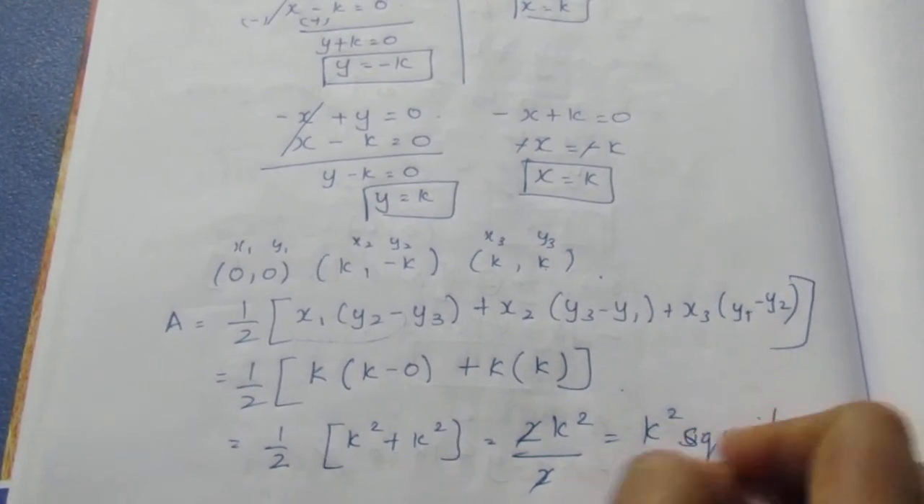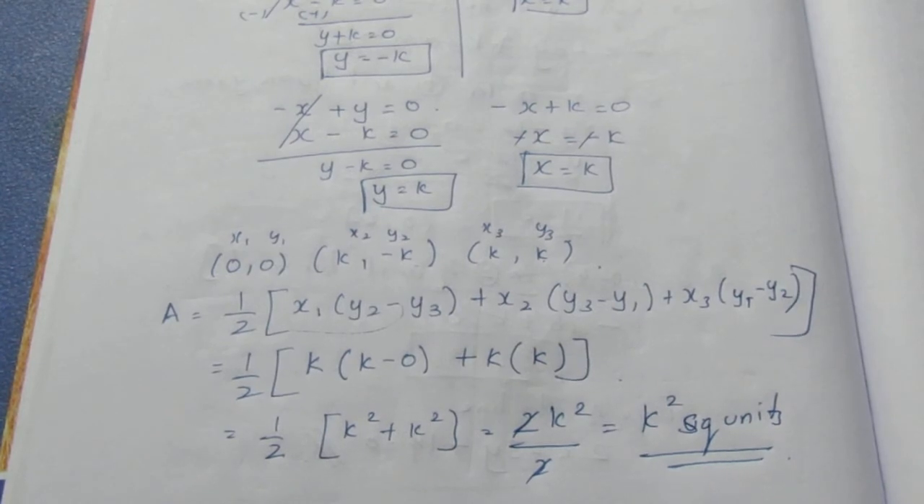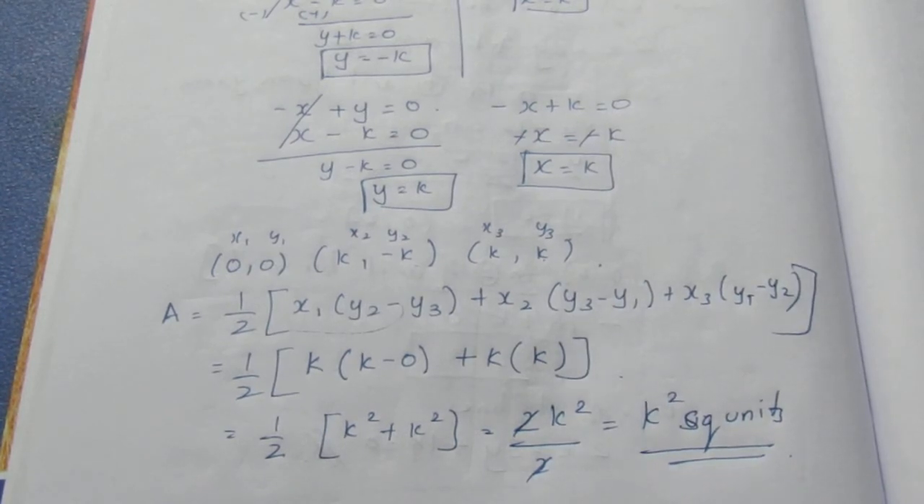units. Now your final answer for the sum is k square units for the area of the triangle.